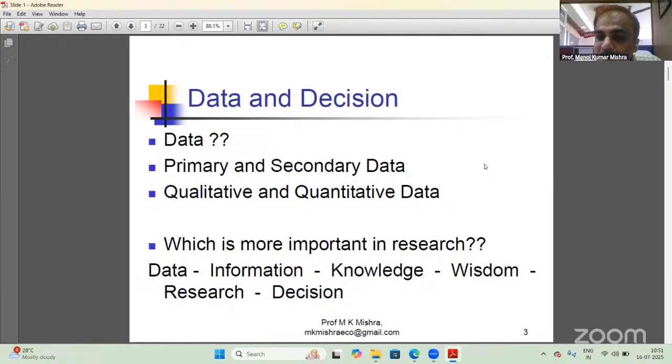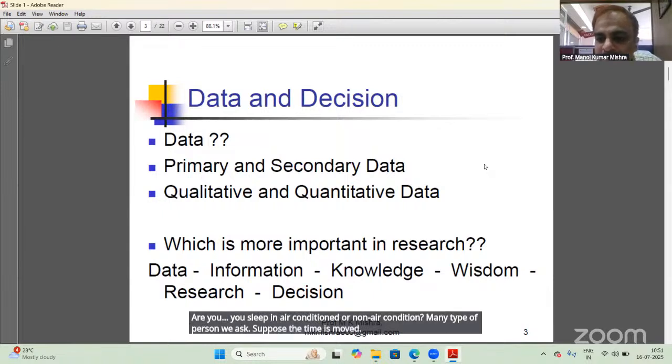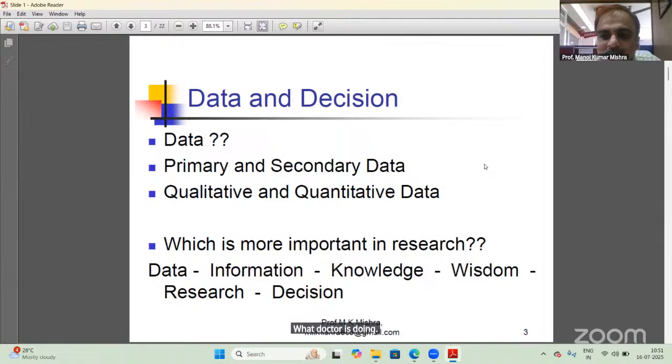You sleep in air condition or non-air condition. Many types of questions he asks. Suppose the time is more. What is the doctor doing? The doctor is collecting the data from the patient. Why is he collecting the data from the patient? Because he wants to identify the problem.